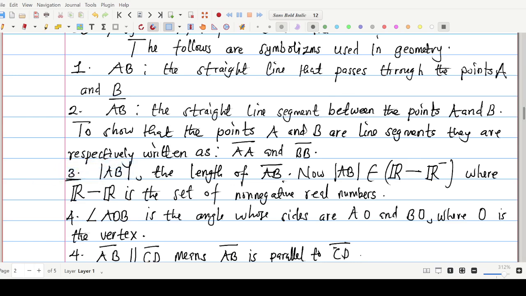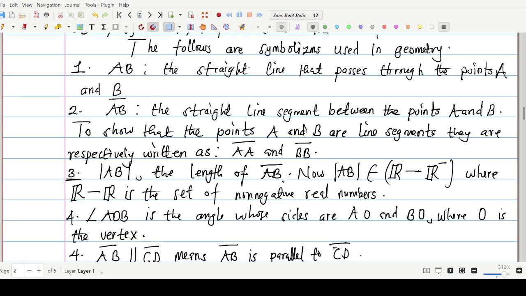The length of line AB, that is line segment AB, is denoted by this symbol you see here. So whenever you see me write this symbol, I mean the length of this line segment. Now, because it is a length, it is a non-negative real number. When we say non-negative real number, we mean real numbers that are not negative. An example of a real number that is not negative is 0.